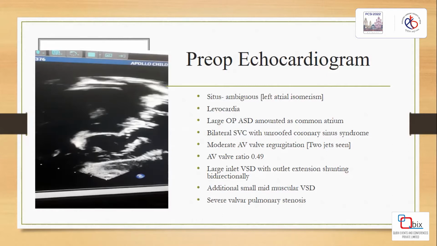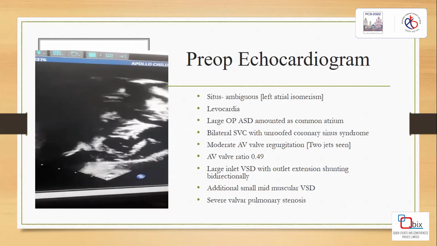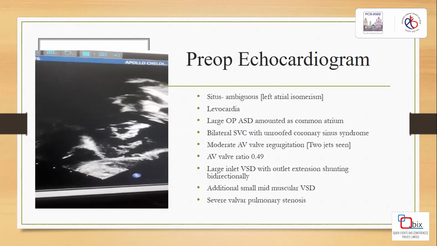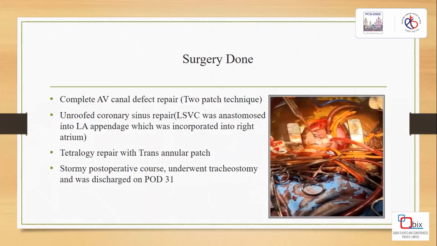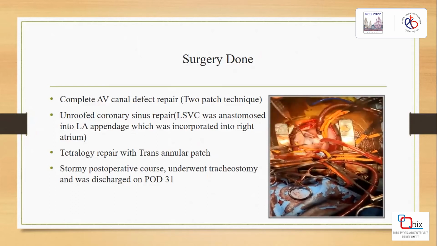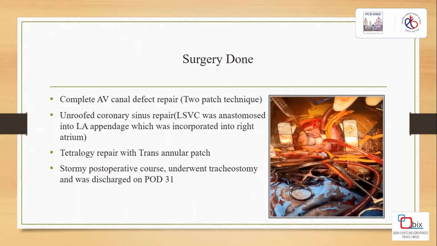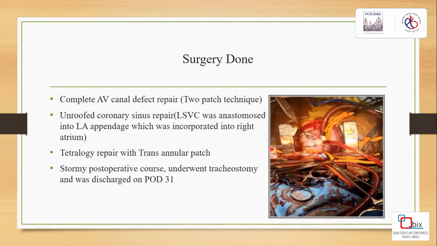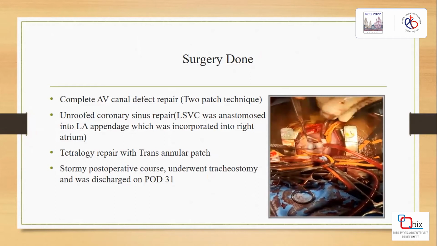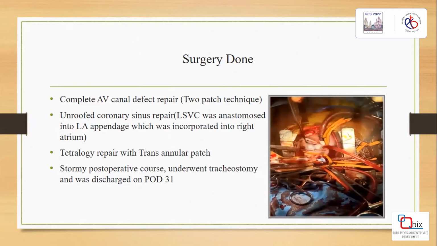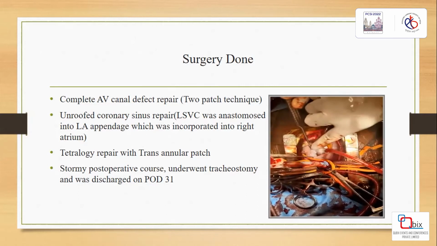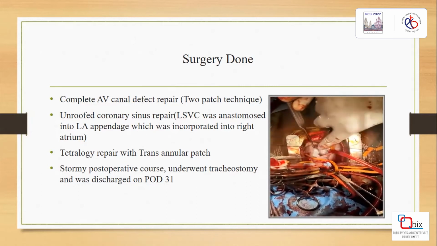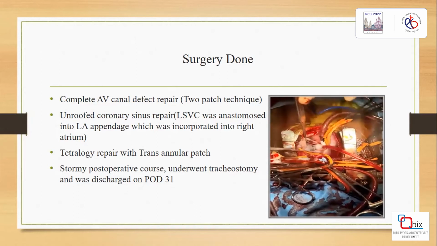Common AV canal with bilateral SVCs, with significant MR and a large VSD. This is a patient with left atrial isomerism, common AV canal, common atrium, double outlet right ventricle, VSD, PS. This is the first step in the surgery. We've cannulated both SVCs and IVC, and we are closing the cleft in the left AV valve and making it into a mitral and tricuspid. So this marks the free end of the mitral, and that's the tricuspid on that side.